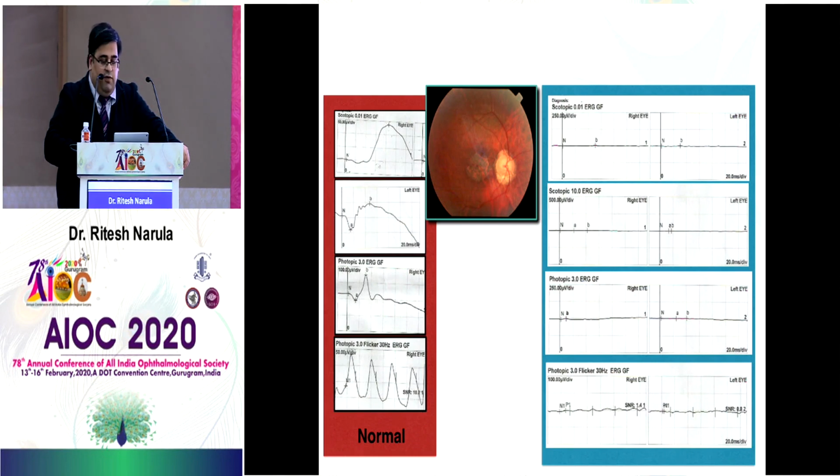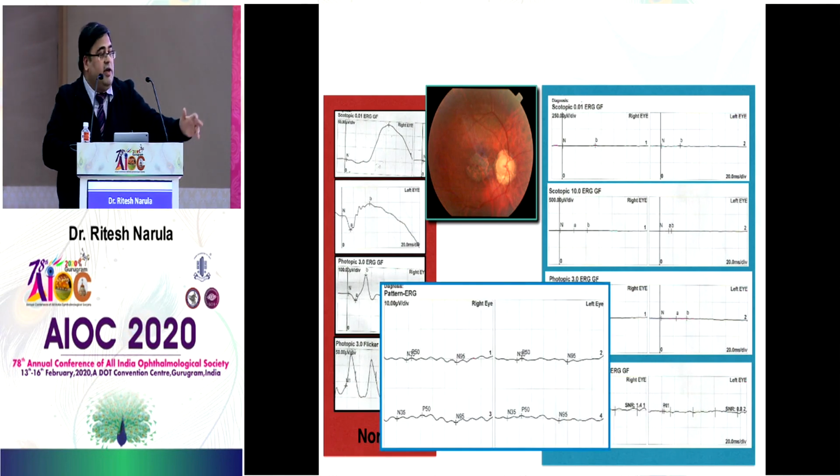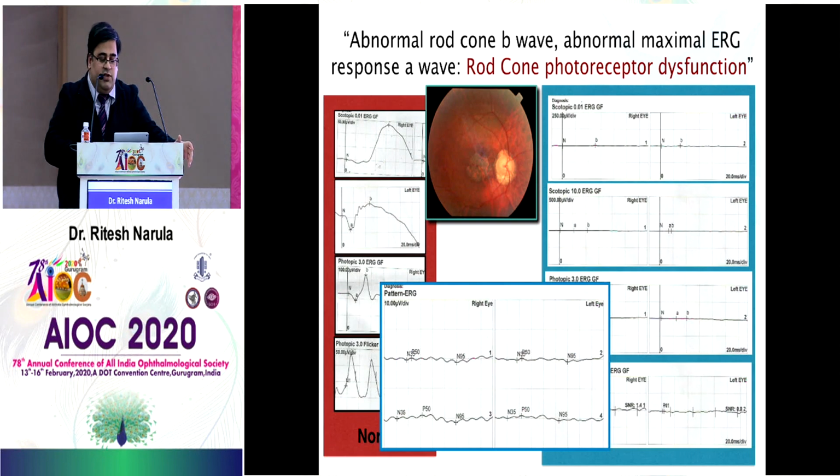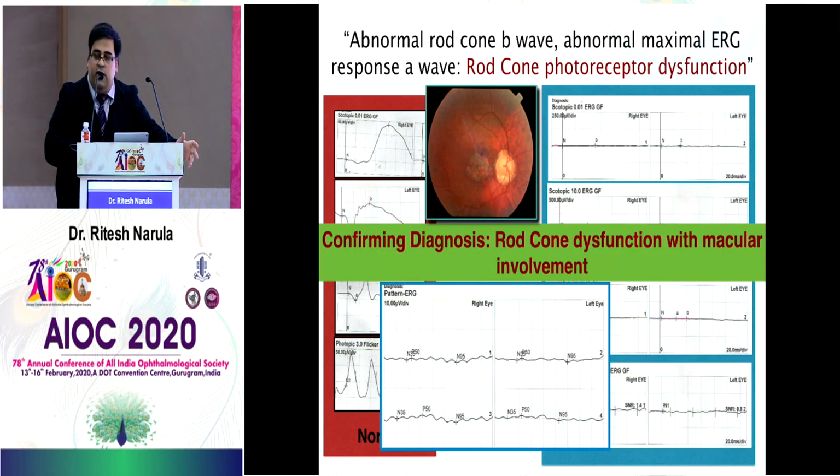Now if you look at the pattern ERG, there are no pattern waves also. So it involves the macula also. So this is a rod cone photoreceptor dysfunction involving the macula, typically seen in a retinitis pigmentosa with macular involvement kind of a patient.